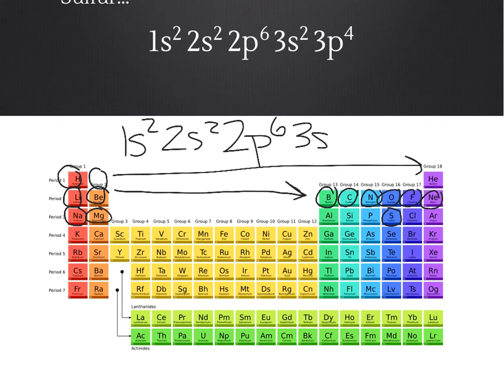3s2, all the way over to the 3p, and we have 1, 2, 3, 4. 3p4. So that's our electron configuration for sulfur, and I'm going to go ahead and start drawing the orbital diagram as well.